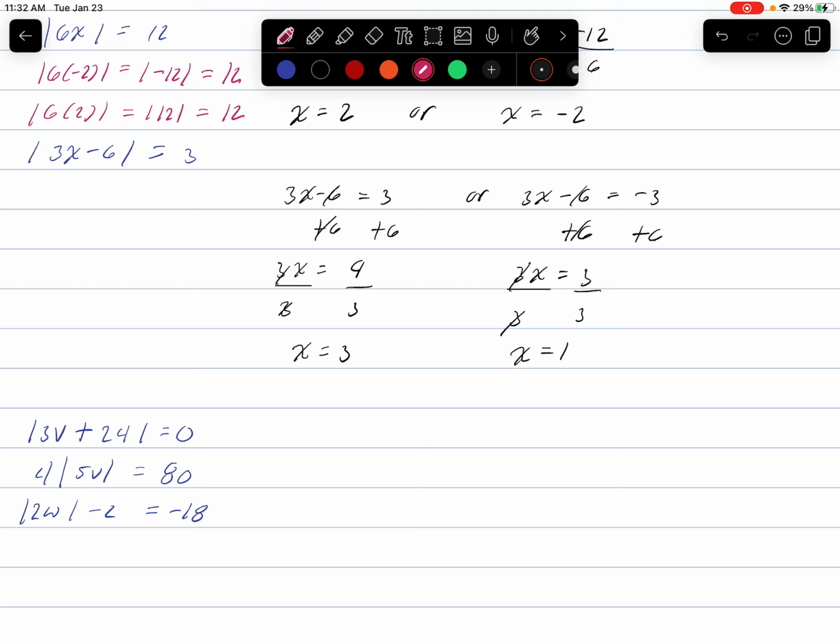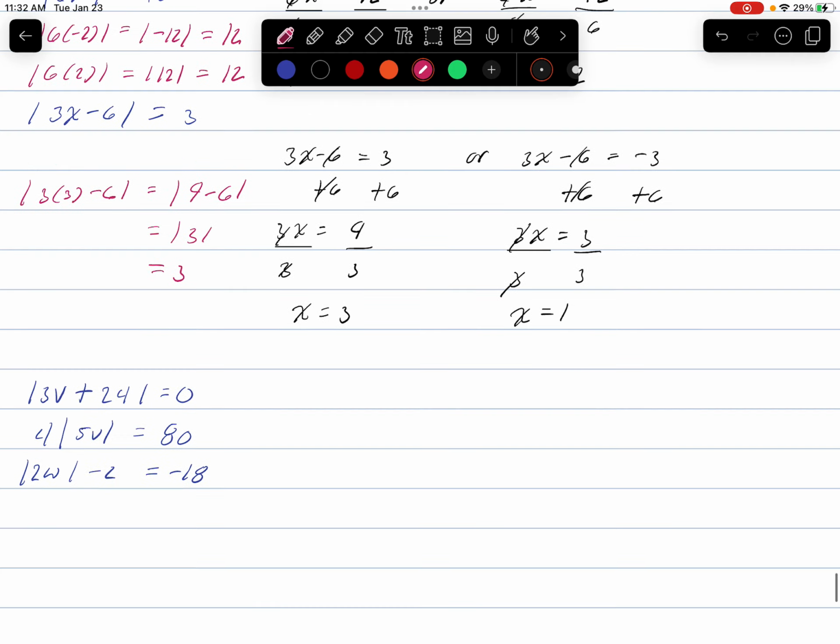So let's check each of these to make sure that they both make sense. Let's try x equals 3 first. Here we have 3 times 3 minus 6. The absolute value of 3 times 3 minus 6 is the same thing as the absolute value of 9 minus 6, which is the same thing as the absolute value of 3, which is 3. So that works. Okay, now let's try 1.